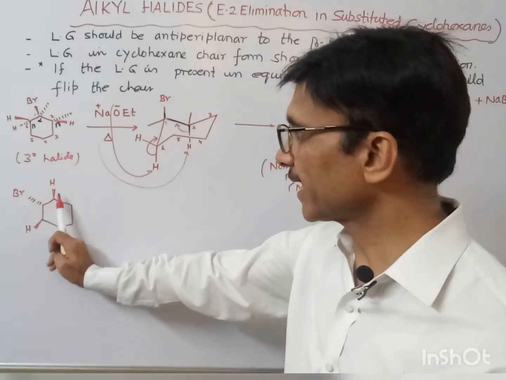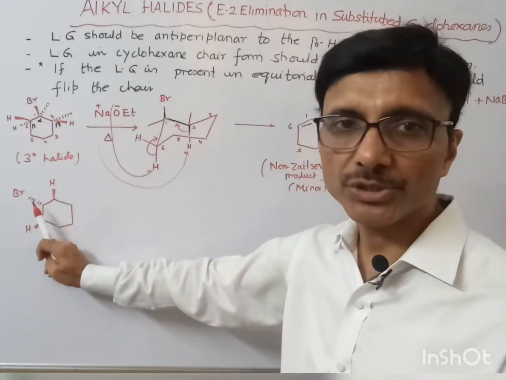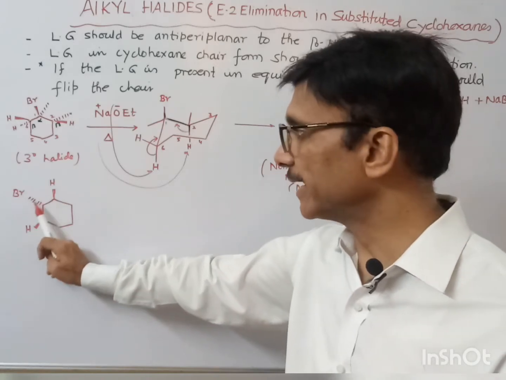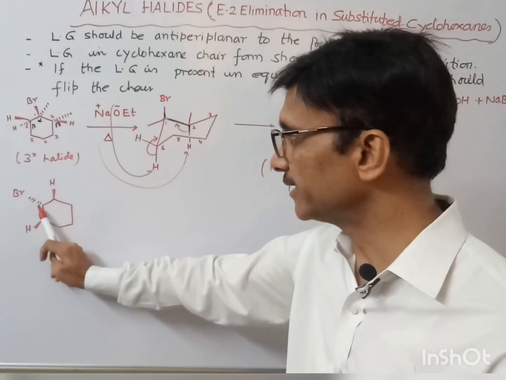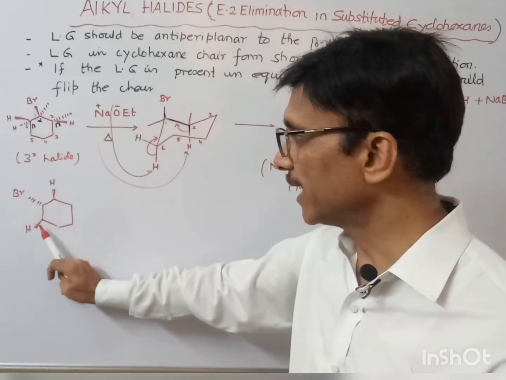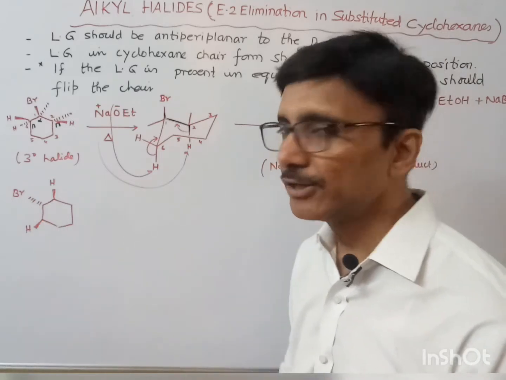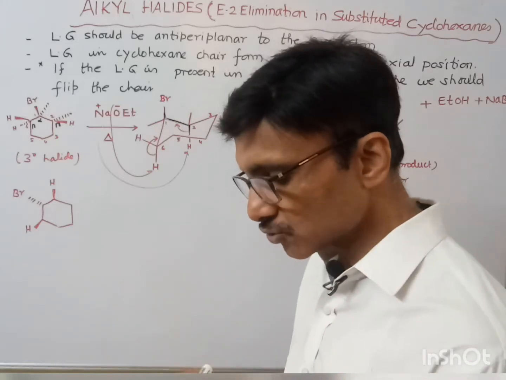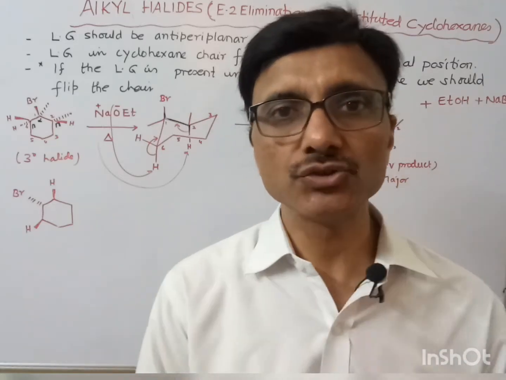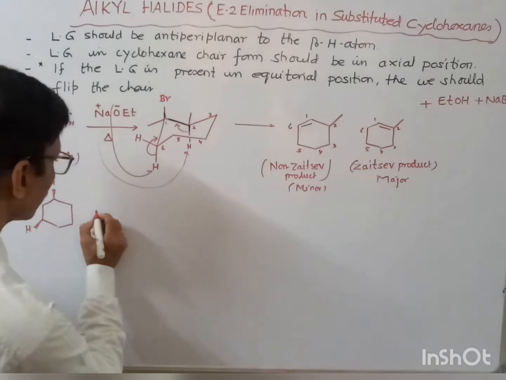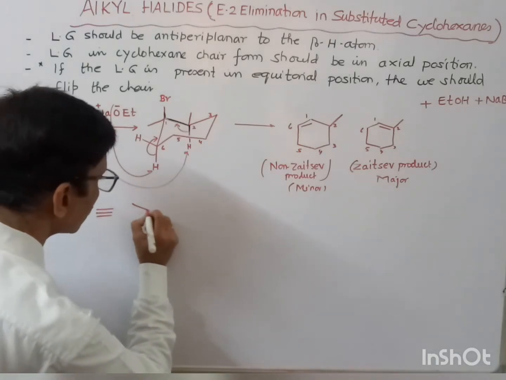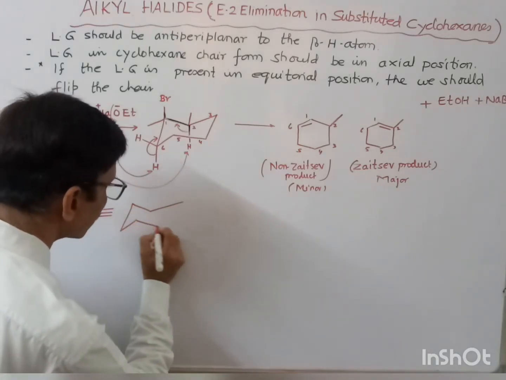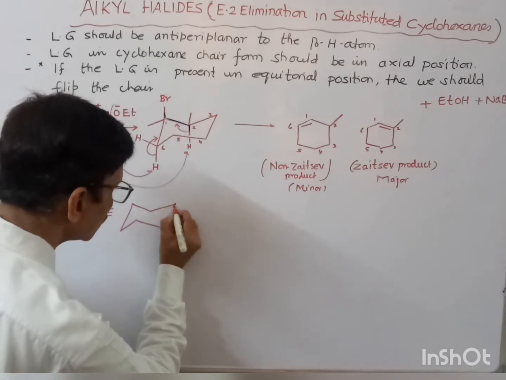Now you can see these bromine and hydrogen may be anti to each other. One is going below, another is going above. They are anti to each other, but they should be anti-periplanar also. So they should be anti-periplanar. For this you should write its chair form. So we can write its chair form, then it would be better understood.